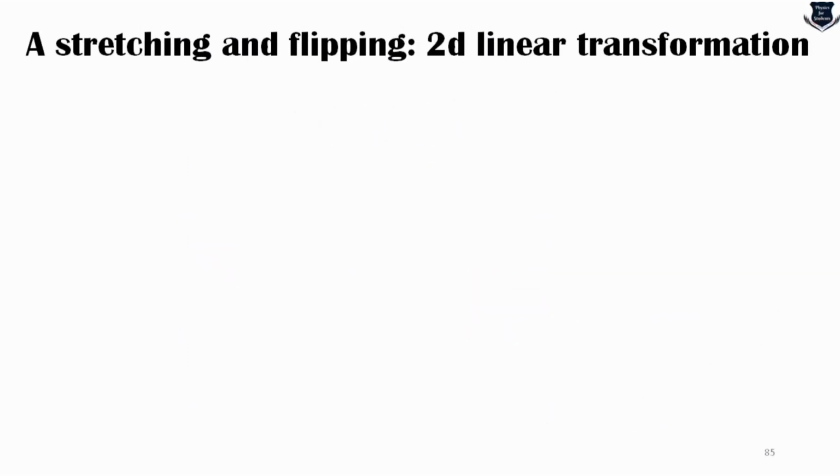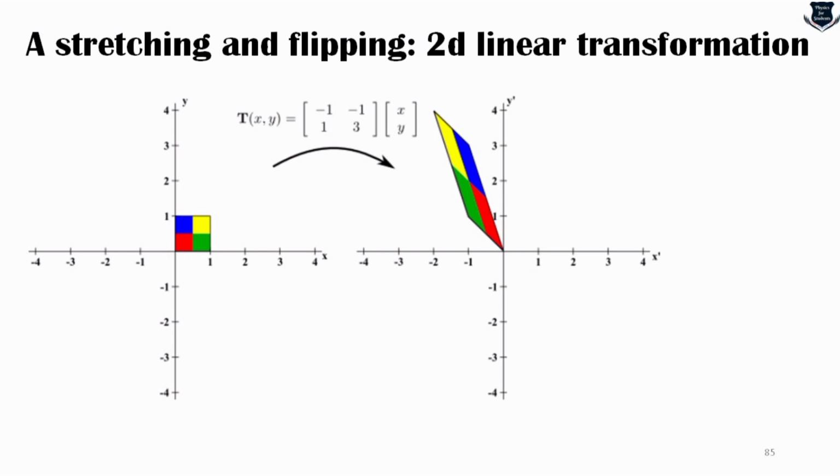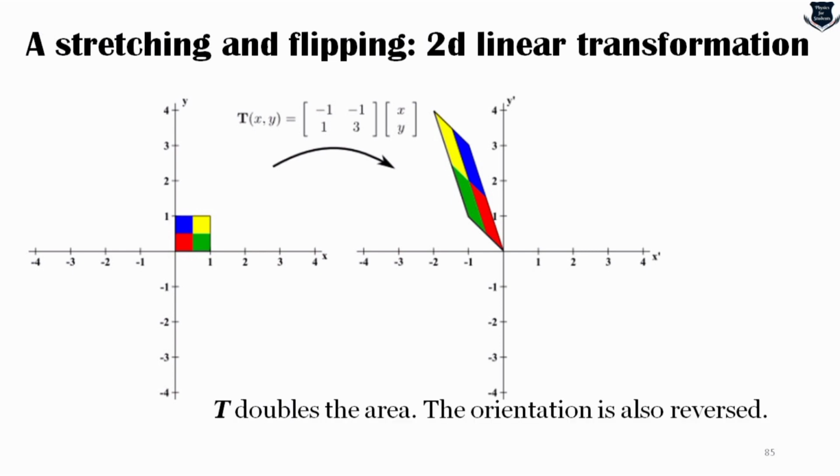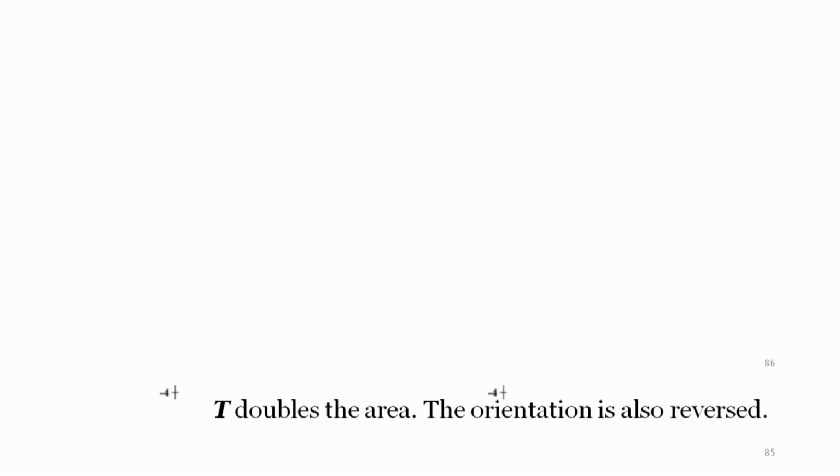Now if I want to stretch some material, you see that the entire thing has been stretched. So the blue, which is on the left hand side, appears on the right hand side. The yellow, which is on this portion, appears again on the right. The red has shifted to the corner, and the green has shifted entirely to the left. So it doubles the area, and the orientation is also reversed. This is doubling, and the orientation is reversed.